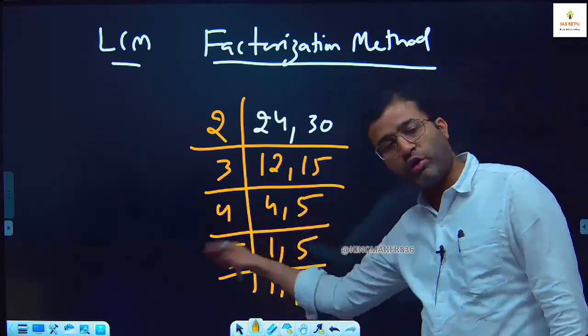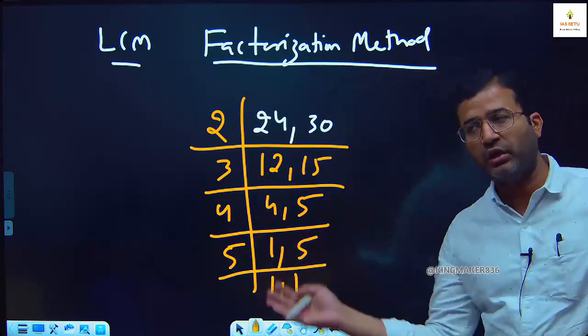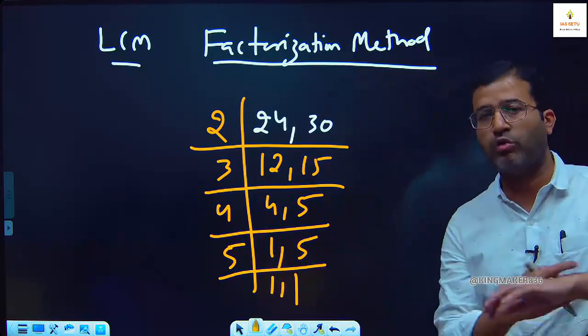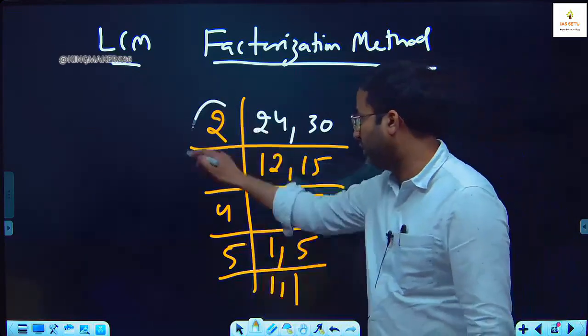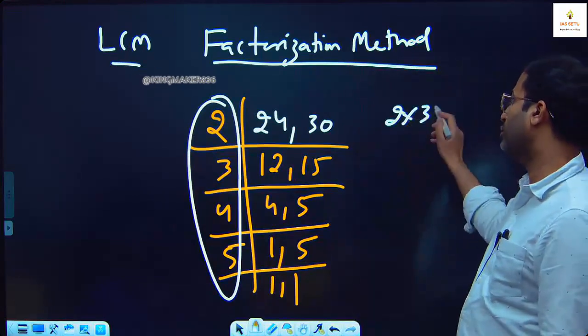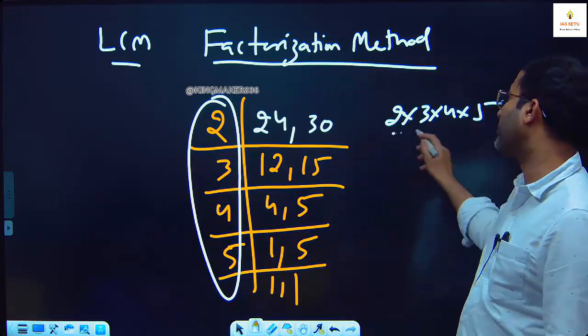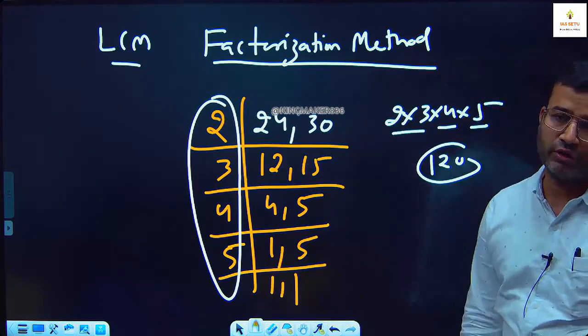We have to take all the common factors. सारे जितने भी लास्ट तक, till last, you have to take all the common factors out. And then what you have to do, you have to multiply these. This multiplication is your LCM. 2 into 3 into 4 into 5, 24 into 5, 120. So the LCM of 24 and 30 is 120.